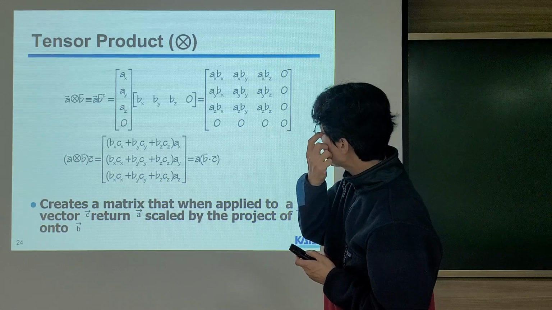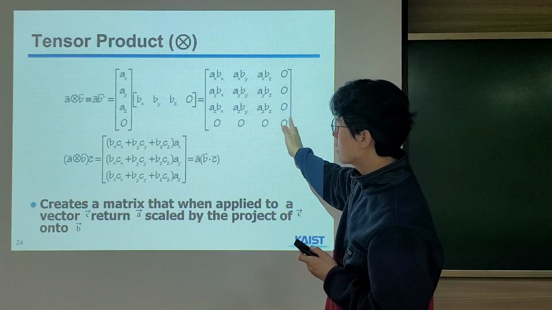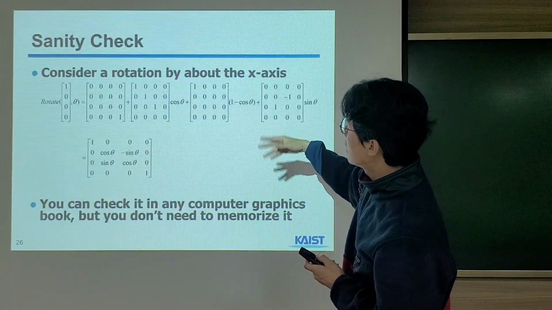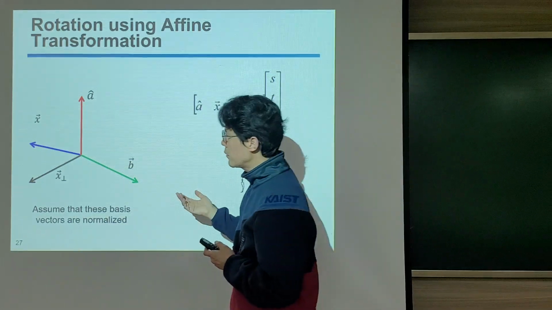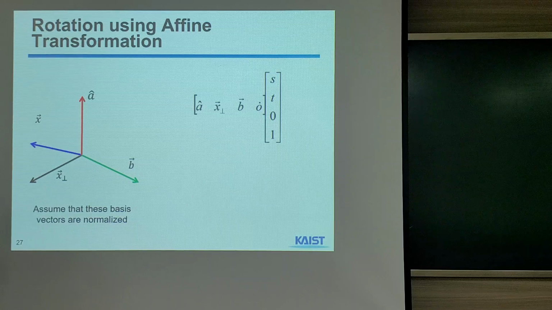So this tensor product we can define. For this one, we need to use the tensor product, but we can skip this one. Also, we can skip another one. But we can perform that rotation very simply by utilizing this concept of the frame.